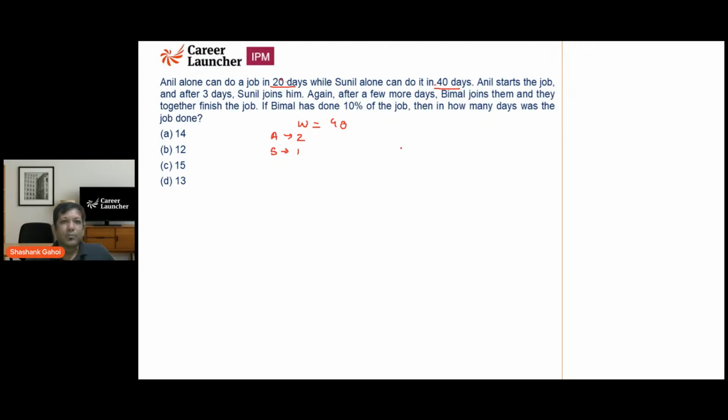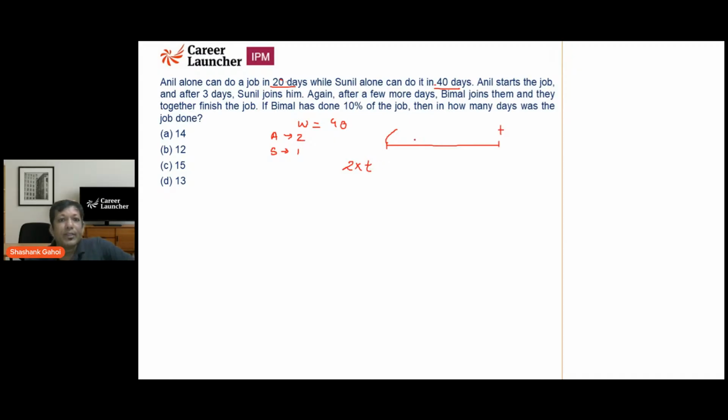Anil starts the job. Okay. So what I'm going to do? Anil starts the job. Let's say the job finishes in T days. So Anil is doing 2 units and Anil is working for T days from start to end, right? So how much work is Anil going to do? 2 into T. The efficiency of Anil is 2. He is working for T days, so the total work he's going to do is 2T.